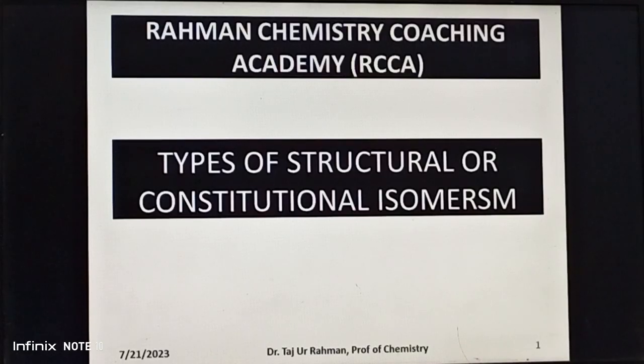Hi guys, in this video lecture, we will explain how possible structures of structural isomers can be drawn from any given molecular formula of an organic compound by using the concept of double bond equivalent, DBE, and its value.